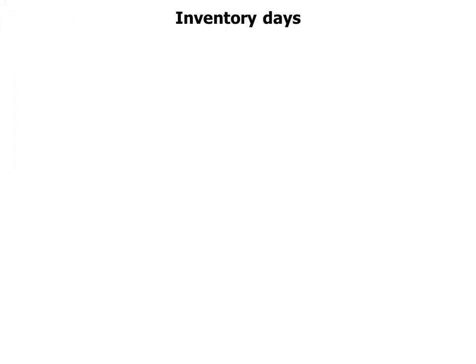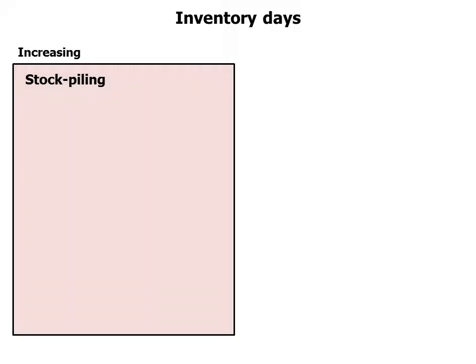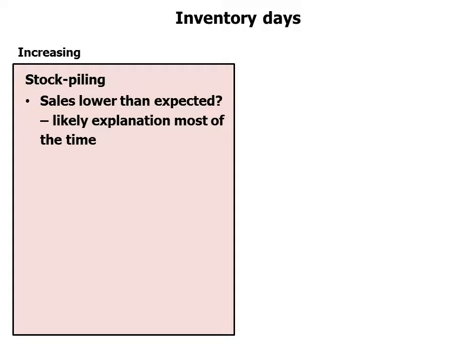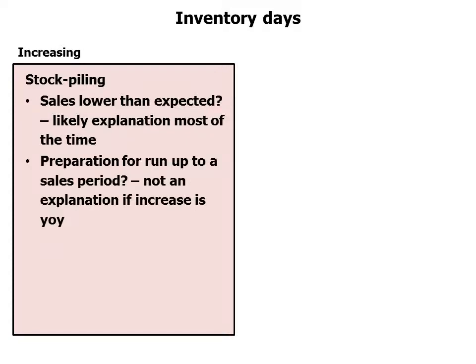Let's move on to inventory days. If we see the value for inventory days increasing, then the first thing is that the company is stockpiling. The amount of inventory relative to its sales is increasing. And there's a number of possible explanations. The most likely explanation is that sales are lower than expected. This is the most likely explanation most of the time, but it's not the only possible explanation.